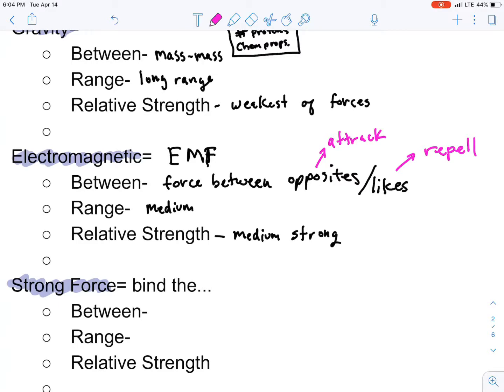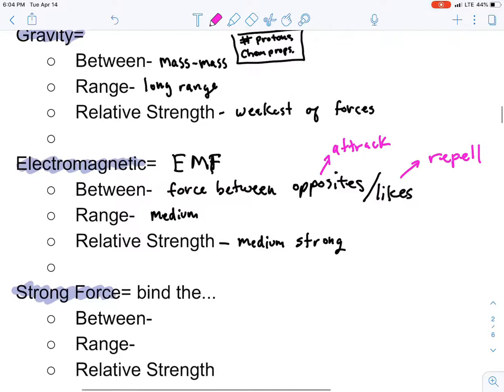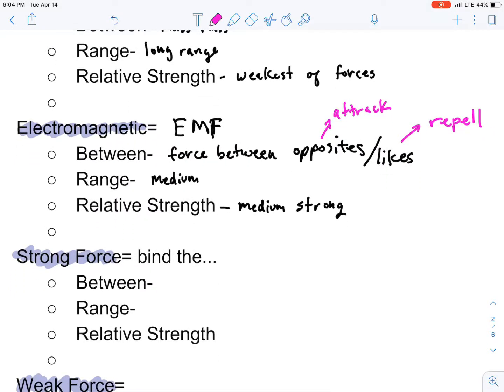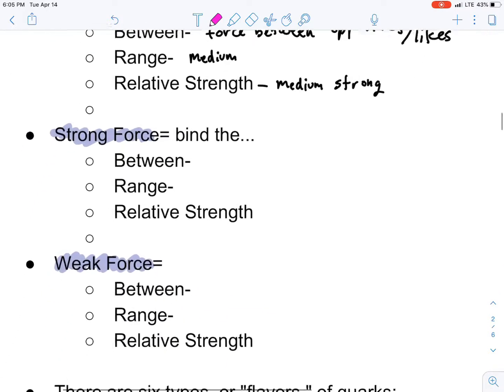All right. And we know how that works, right? Two positives are going to repel each other apart. Two negatives repel each other apart. Positive, negative attract together. And we did Coulomb's law for that one. Remember that? Right. All right, strong force.